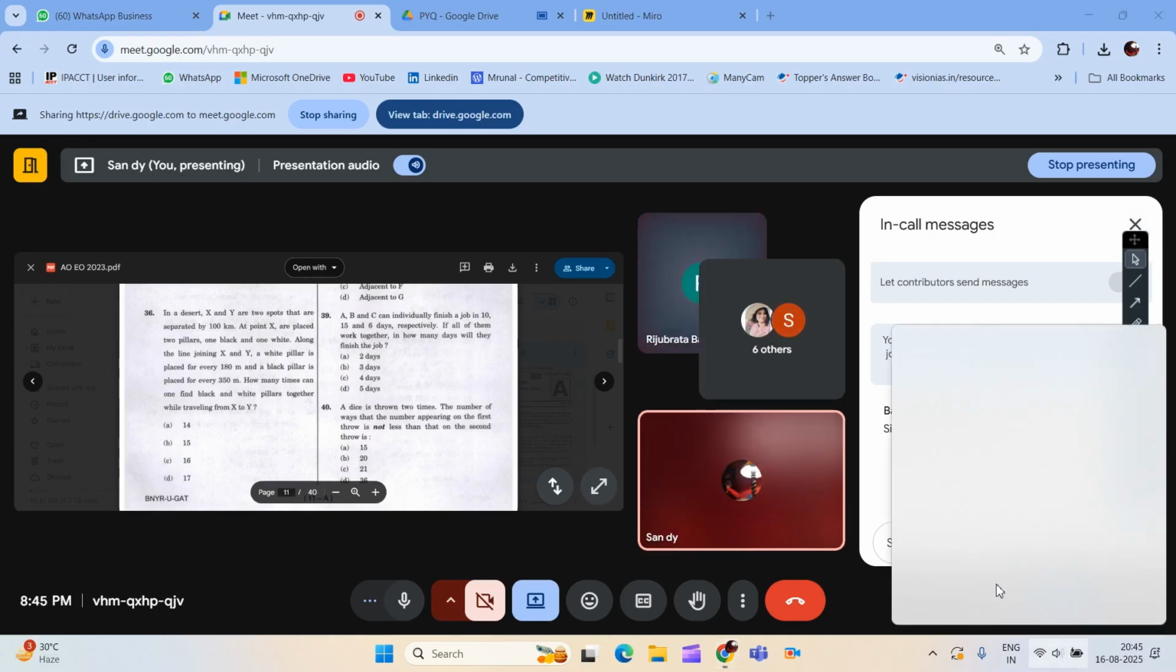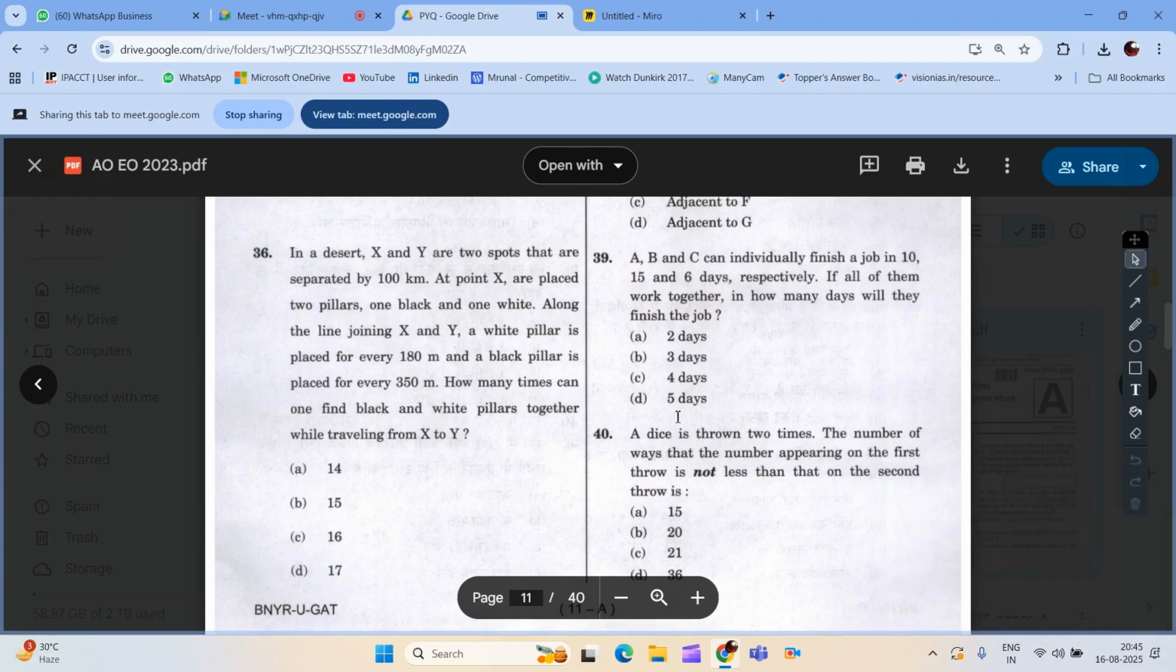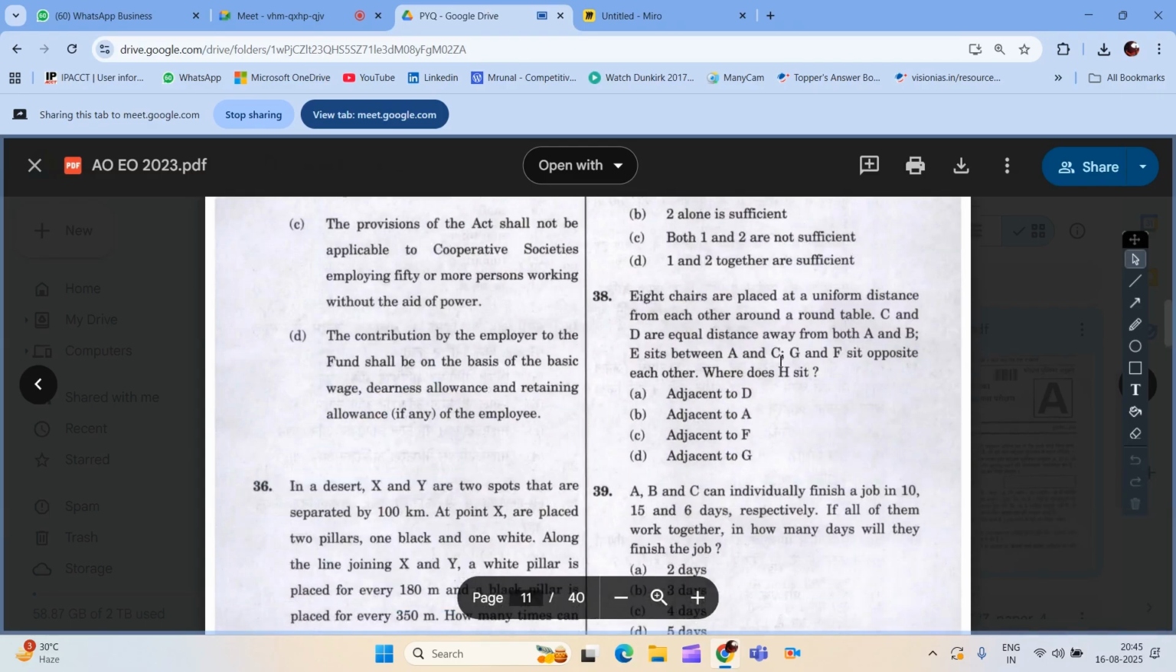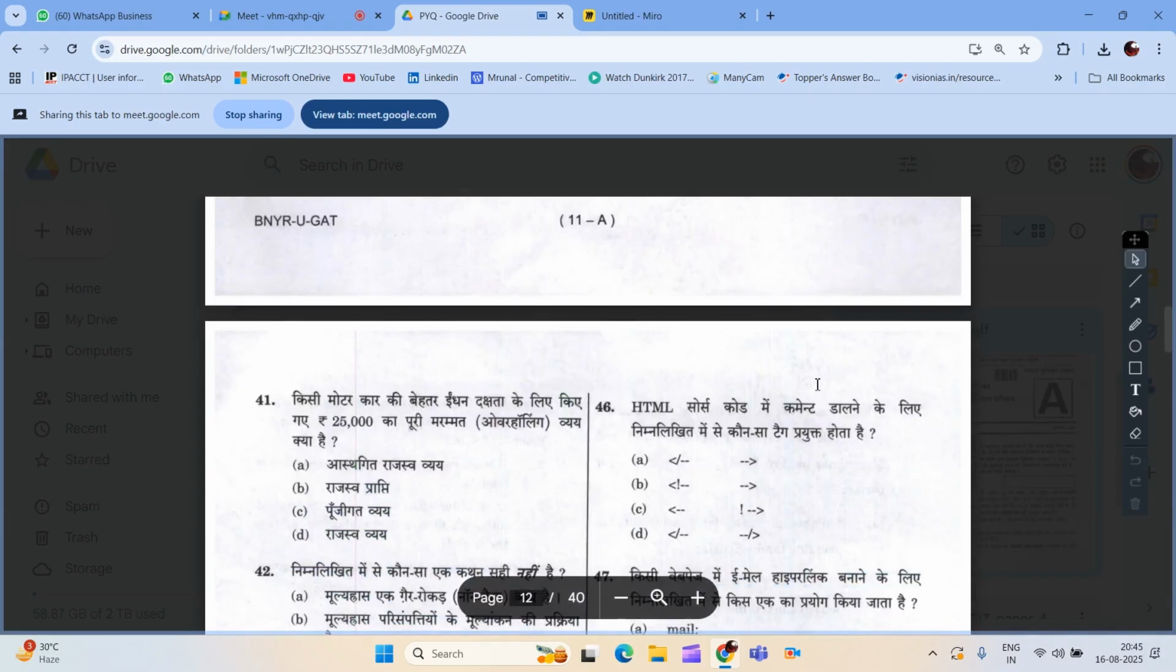Okay, yes, got it. Now, last year what happened? See the level of question there. Very easy. Eight chairs, uniform distance, A, B, C individually finish in 10, 12 days. These are very nominal questions. So if you are thinking from the AOEO paper that the level of questions would be at this level, you are totally wrong, because UPSC loves to experiment with the question paper. And this year the vacancies are quite low, and the competition will be very high.